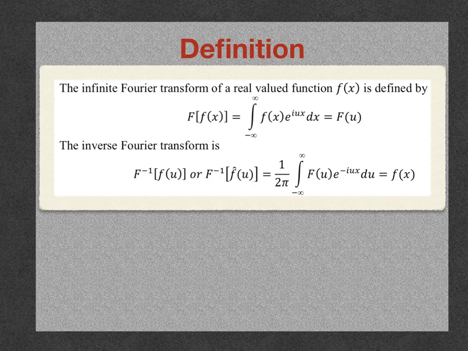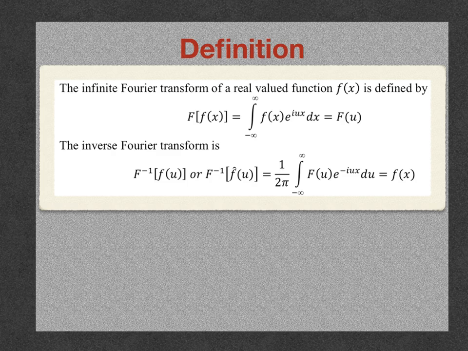What is the mathematical definition of Fourier transform? The Fourier transform, also called the infinite Fourier transform, of a real valued function f of x is defined by F, capital F representing the Fourier transform operating on the function, equal to the integral from minus infinity to infinity of f of x e power iux dx. This can also be denoted as F of u, because on solving this integration we get a function of u.